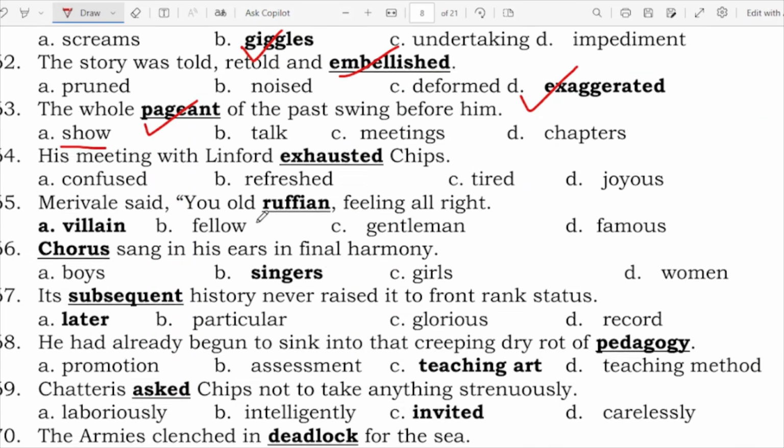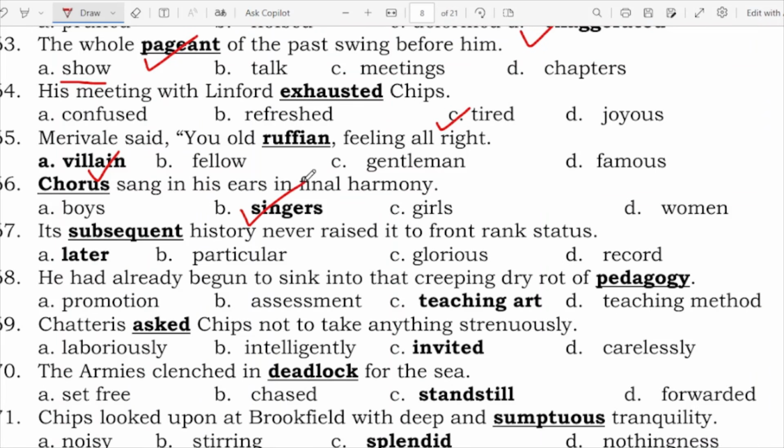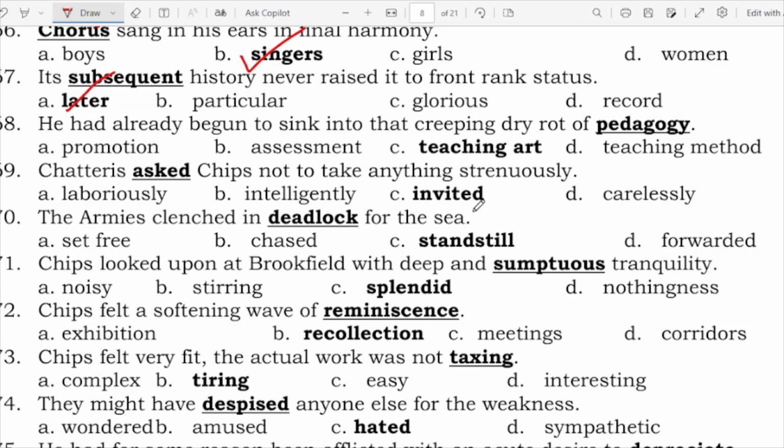Meeting with Linford, exhausted Chips. Exhausted means tired. You old ruffians, villains. And Nuts, George sang in his ears in the final singer. This is from the last chapter, a very tragic scene when Chips was going to die. Its subsequent history never raised that later part. He had already begun to sink into the creeping dry rot of pedagogy, very important, the teaching art, our profession.